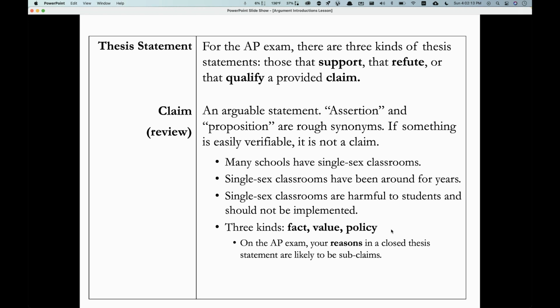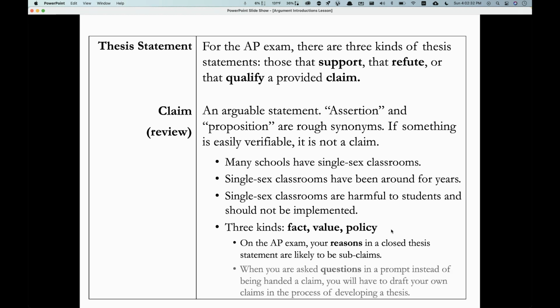So if main claim is policy, your subclaims could be value or fact. But if your main claim is a value, then your reasons are going to be claims of fact. It would be weird to have a claim of value as your overarching main claim in an argument, but then have claims of policy as your reasons. That doesn't really make sense. When you're being asked questions, instead of being handed a claim in the argument prompt, that's a little more difficult for you. You're going to have to draft your own claims in the process of developing a thesis. So take that question and tweak it and turn it into a claim.